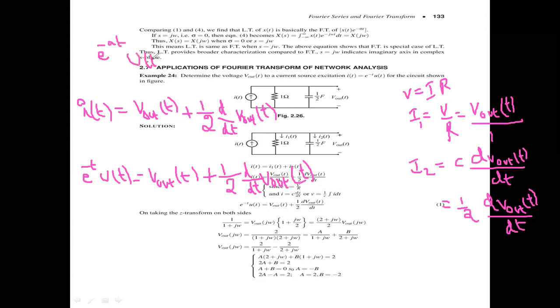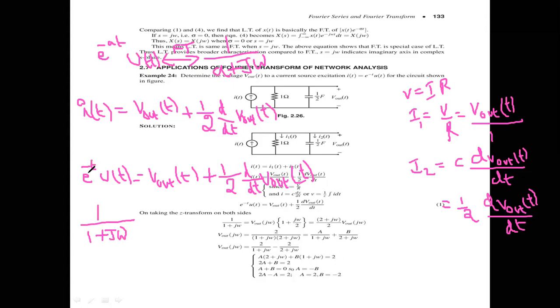The Fourier transformation of e power minus at mu of t is 1 by a plus j omega. Instead of a, here it is 1. So what is the Fourier transformation? 1 by 1 plus j omega.